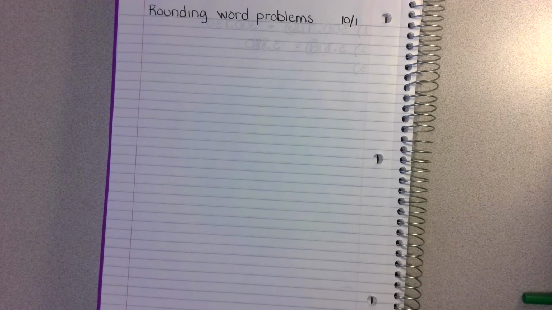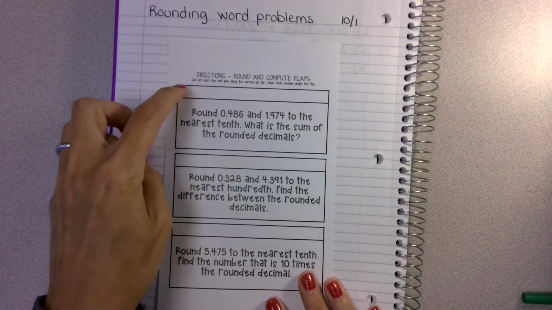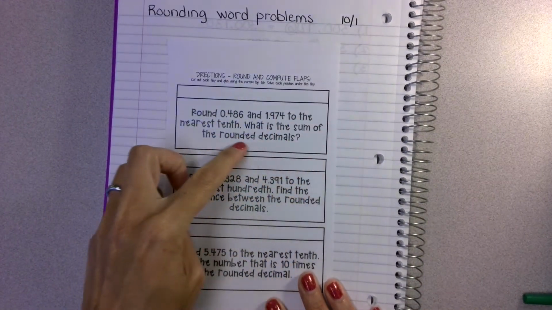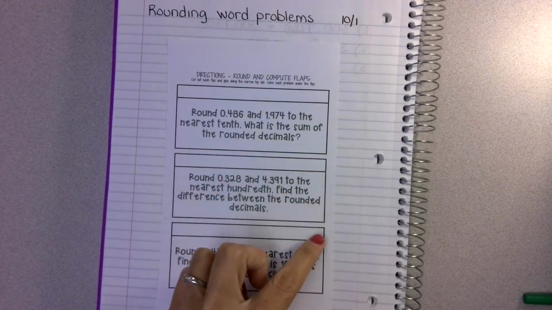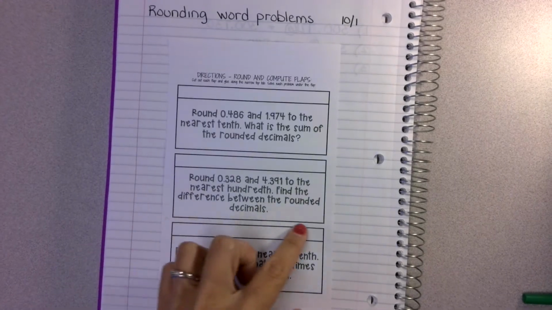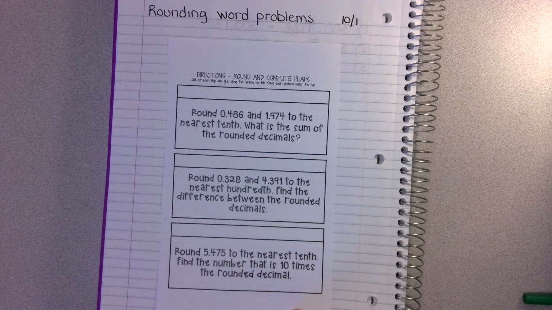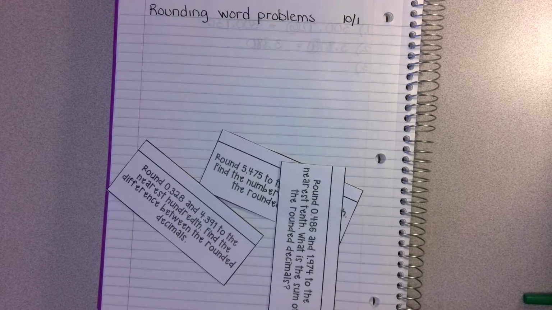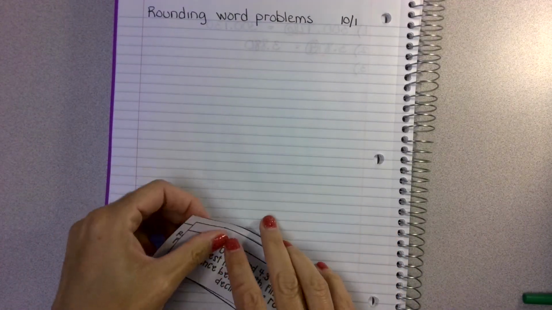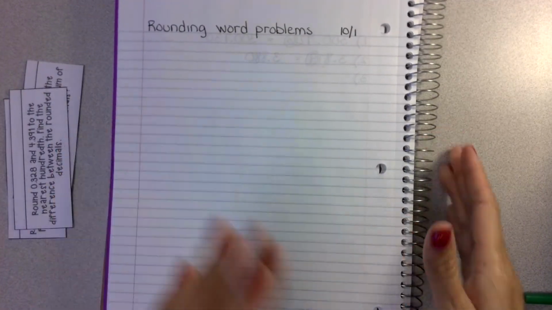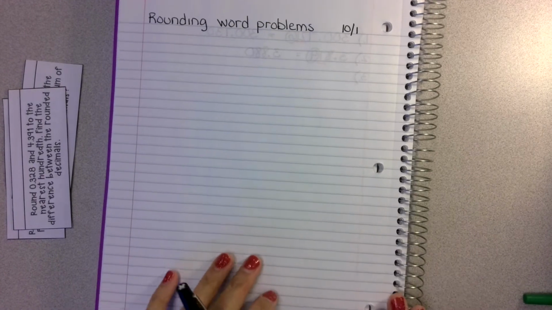All right, the next thing you're going to do is you're going to cut these three rectangles out. So like this one, this one, this one. So you'll have three separate word problems. Go ahead and pause the video and do that. Okay, so you have these three word problems cut out. For right now, I just want you to put them to the side because I'm going to talk about how we do word problems in 5th grade.